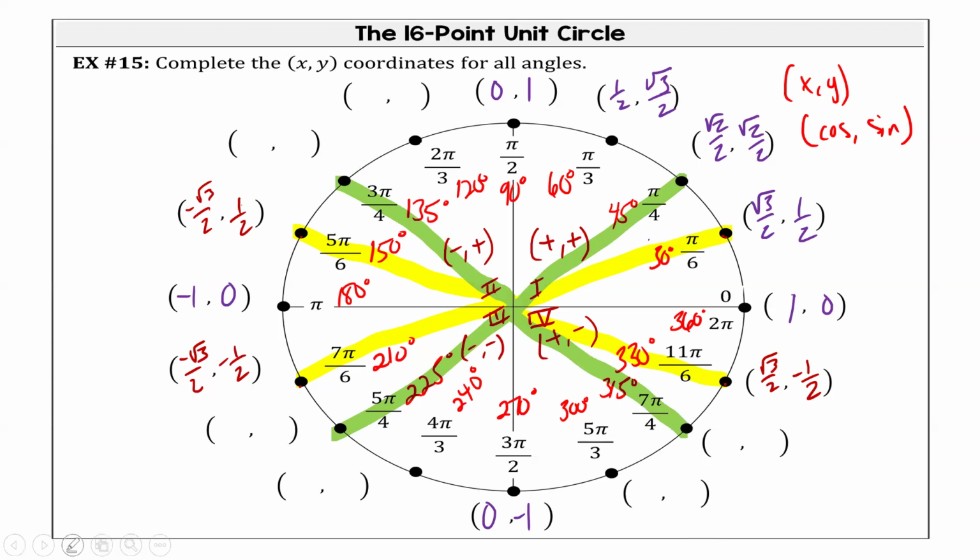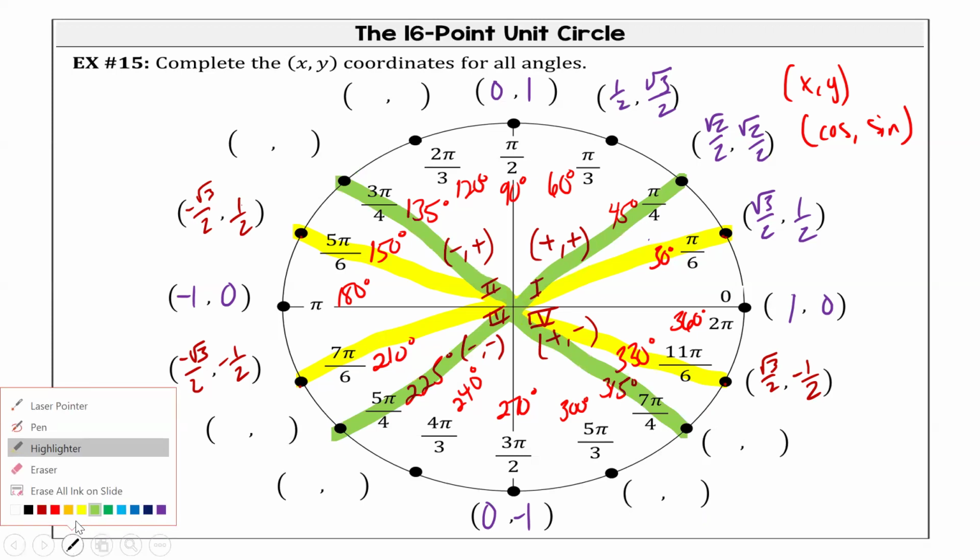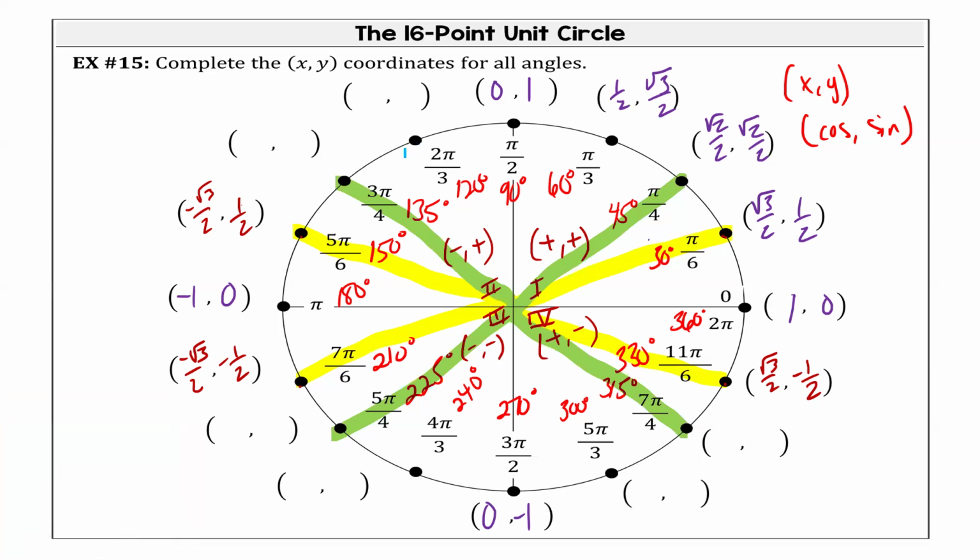There's only one more to go. 60. So this has a reference of 60. This has a reference of 60. This has a reference of 60. This has a reference of 60. The rest are already set because they're ones and zeros, and negative ones. Okay?